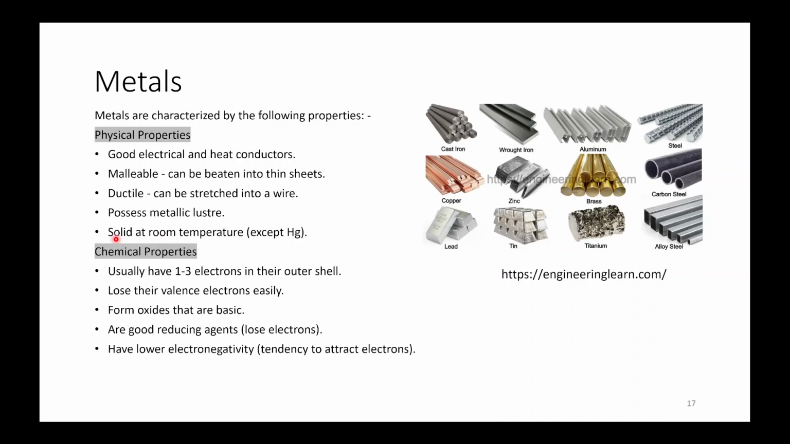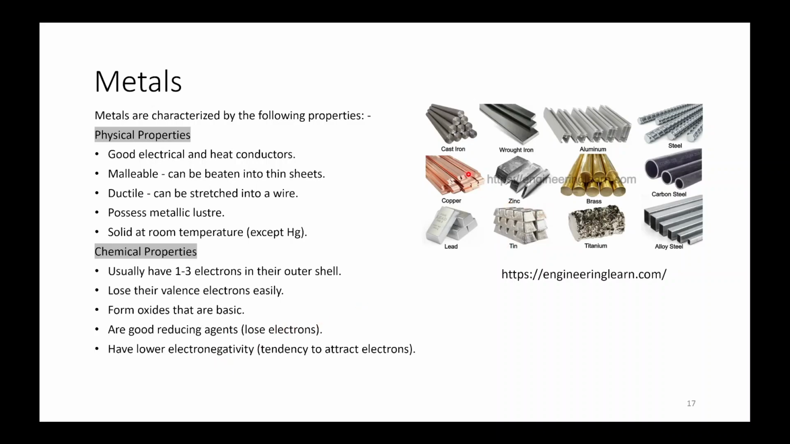And chemical properties: these usually have 1 to 3 electrons in their outer shell. So they will be donating electrons rather than getting them, which is the case for non-metals. They will lose their valence electrons easily, and they form oxides. If they are forming oxides, those will act as basic. And these are good reducing agents because they lose their electrons easily, and they have lower electronegativity.